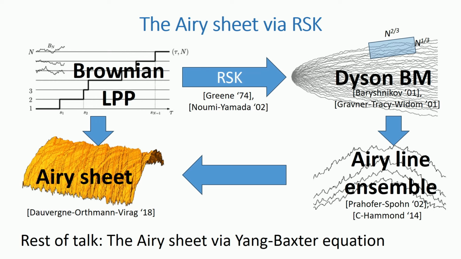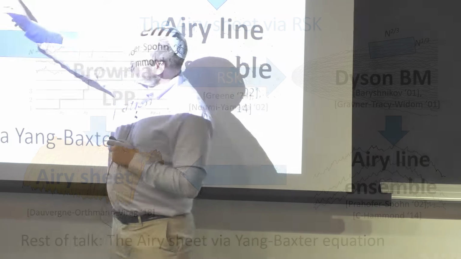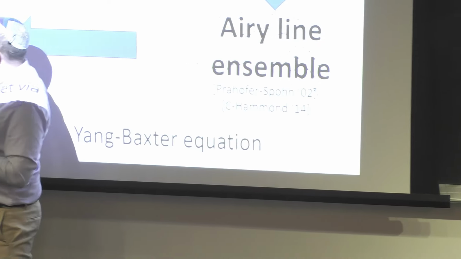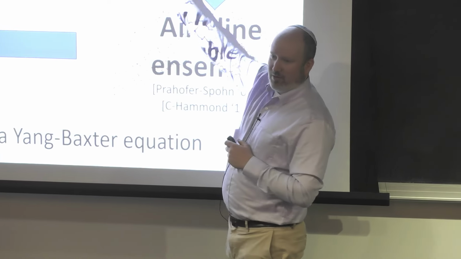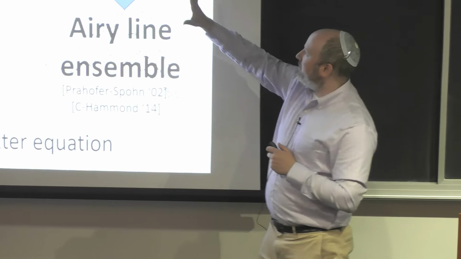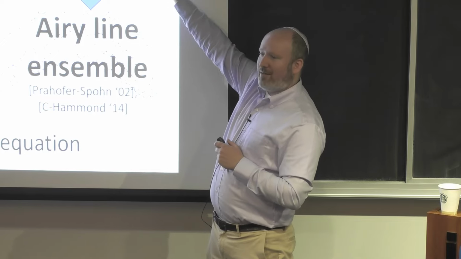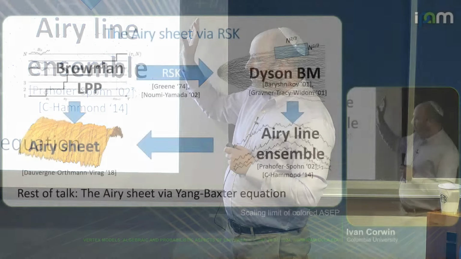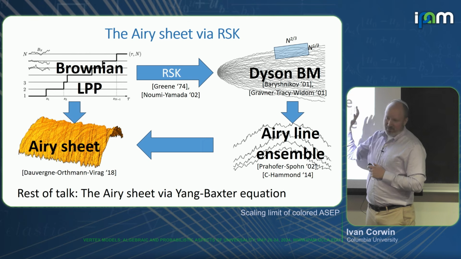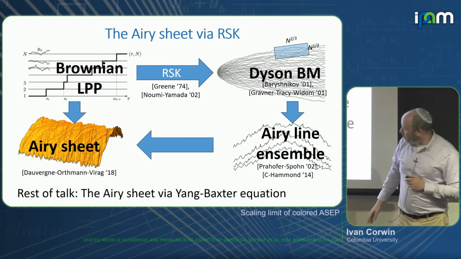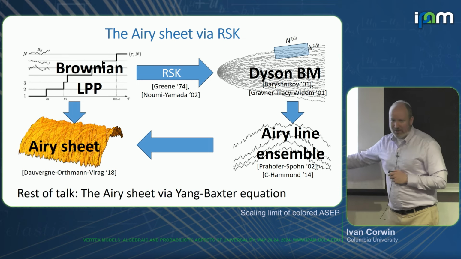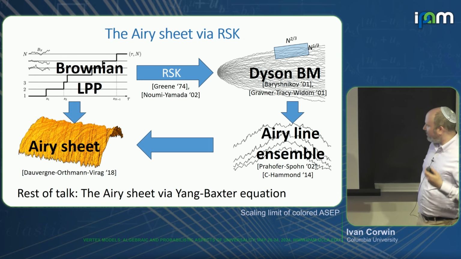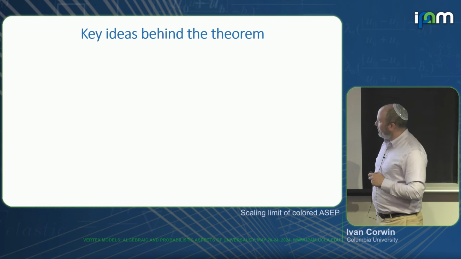So RSK gave us one thing. It gave us that this variational problem, where you vary the starting and the ending point, gets embedded as a variational problem in this line ensemble in Dyson-Brownian motion. And then the determinantal structure in the Gibbs property allowed us to take the scaling limit. So what happens if you don't have either of these? What can you do? And so what will come to save us is the Yang-Baxter equation. And we're going to explain in what way and how this story then builds.